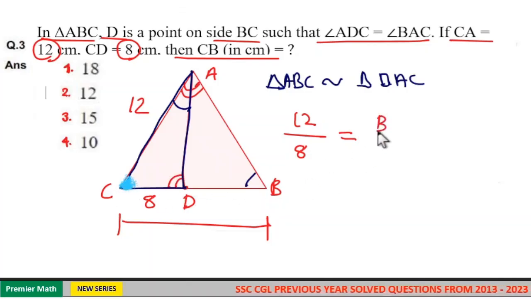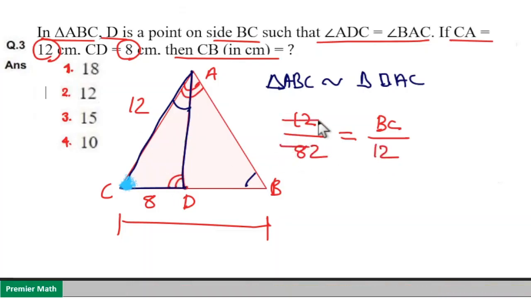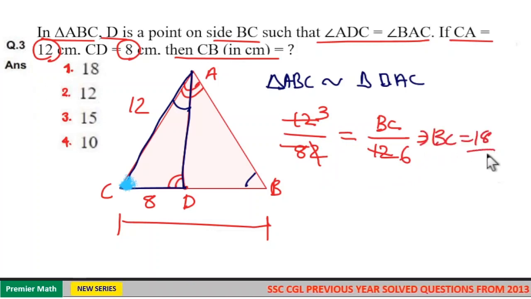BC is in the larger triangle. Now BC is opposite to angle A. Now the angle equal to angle A in the smaller triangle is this one. Take the opposite side, which is 12. Now 4 goes 2 times in 8, 4 goes 3 times in 12. 2 goes 6 times in 12. 6 into 3 is 18. So BC here is equal to 18. Option 1 is your answer.